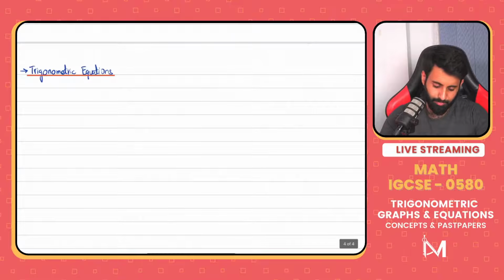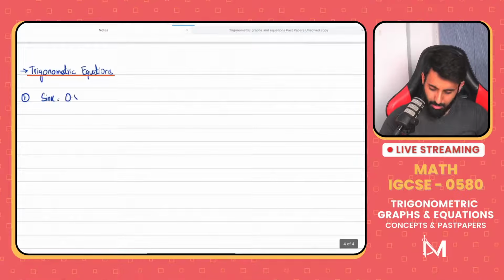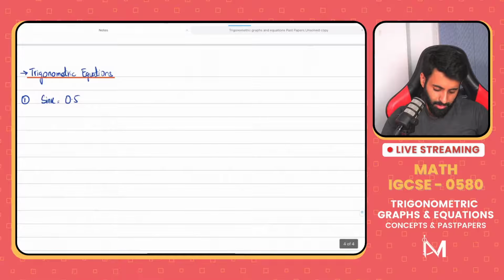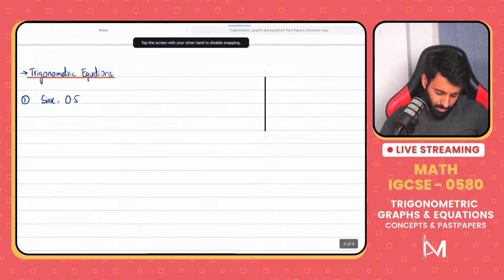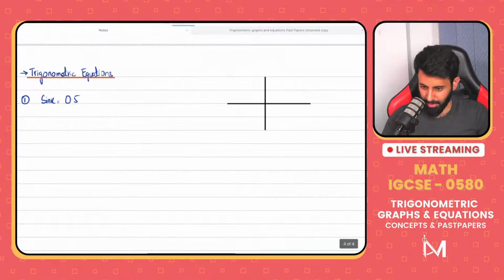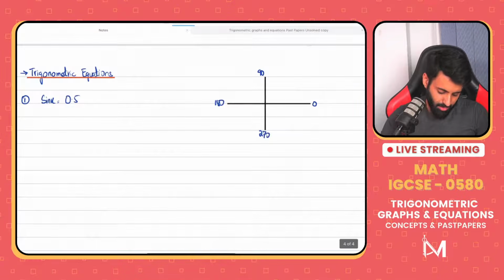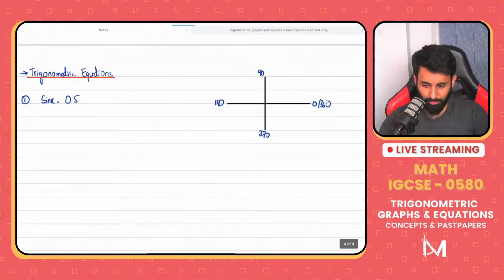Okay, now, let's say you have sine x equals 0.5, okay? Now there's one thing that I want you guys to remember, and that is which trigonometric ratio is positive and which one's negative. So here is 0, 90, 180, 270, and 360, okay?